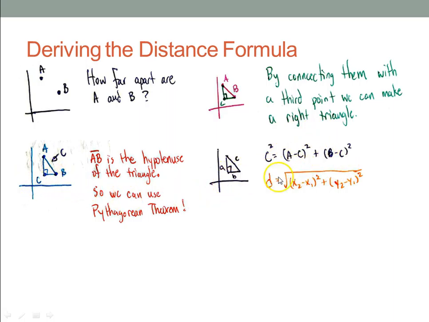Okay, cool. So if I were to give these points, then I would have x2 minus x1 squared plus y2 minus y1 squared, and I would take the square root of all of these to find the distance. And there you go. We have derived the distance formula in the coordinate plane.